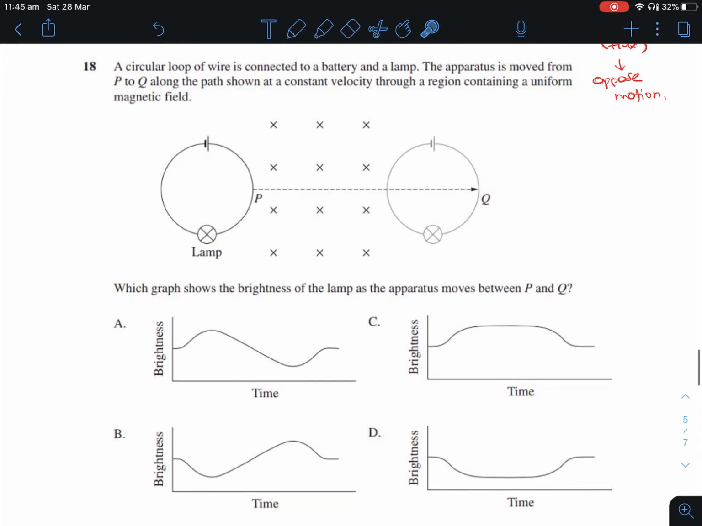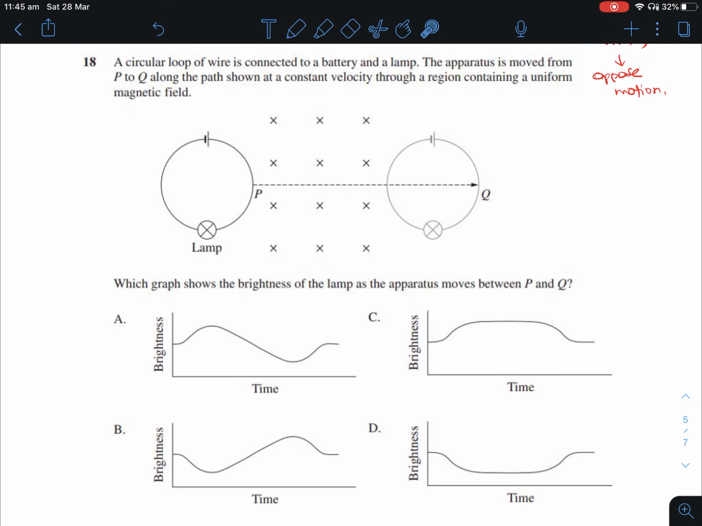Question 18. We're told that we have a lamp, which is in this circuit, that's connected to a battery here. Let me draw the terminals, and let me draw the direction of the current. This is the initial setup. We've got this loop of wire here. It's got a lamp connected to it. And obviously the lamp is on.